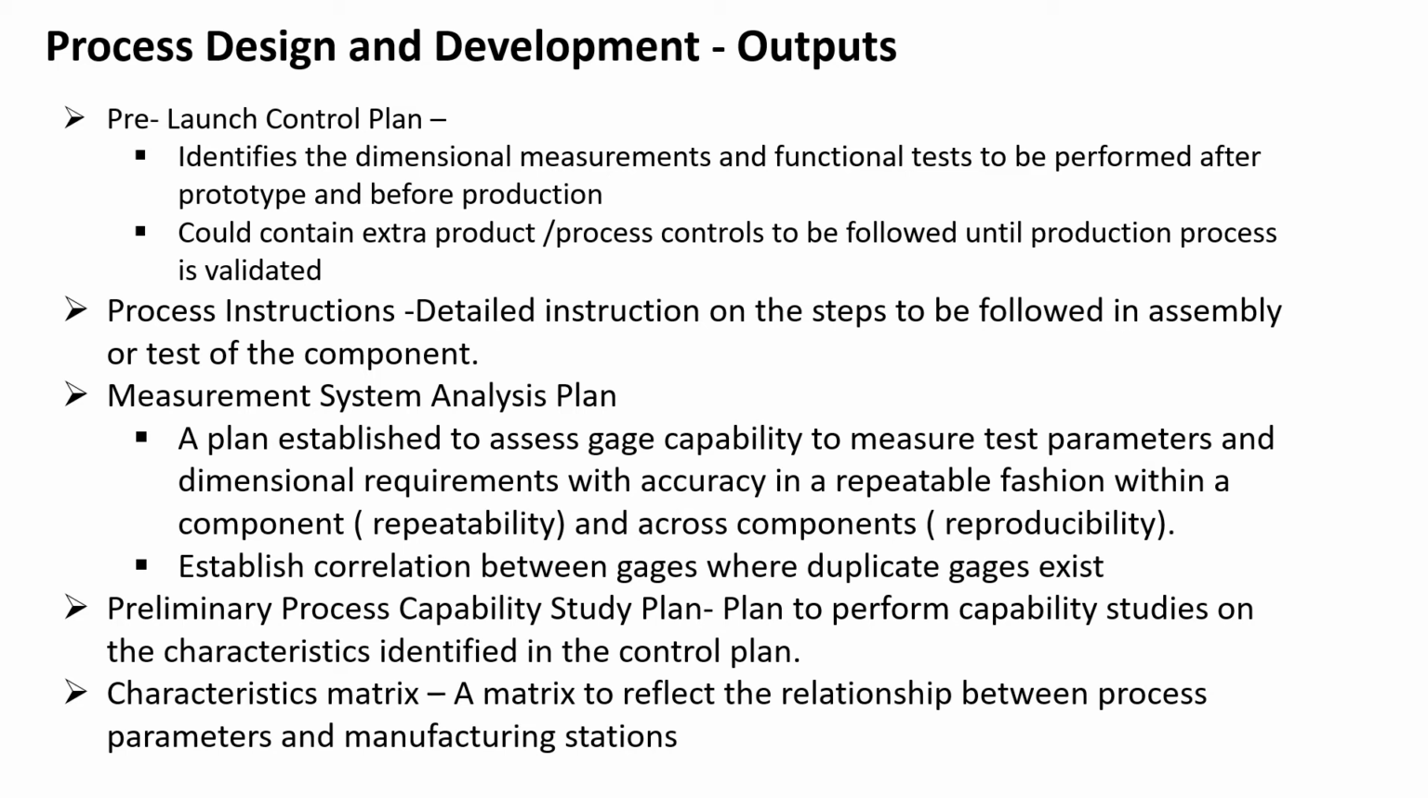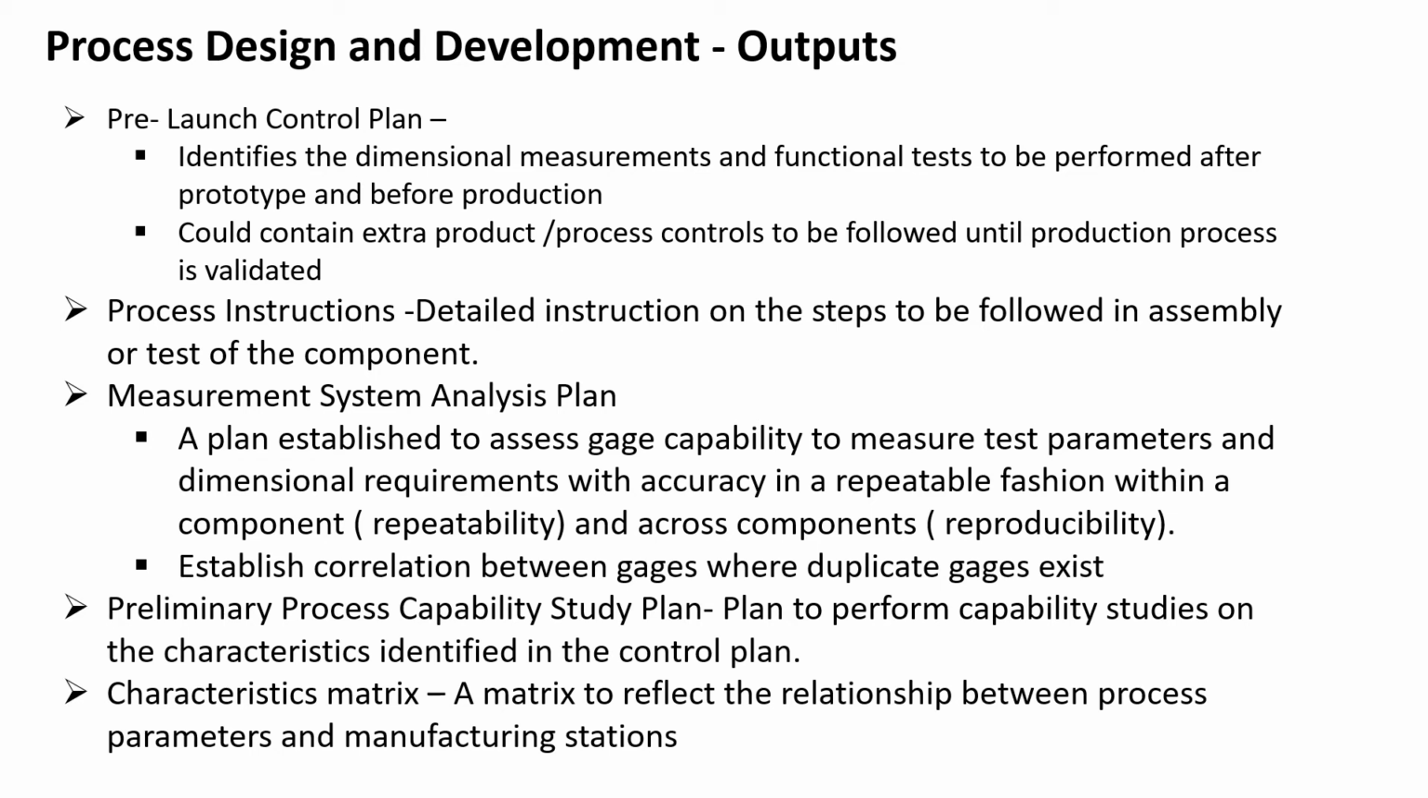So the measurement system analysis plan, the MSA plan, is nothing but a plan established to assess gauge compatibility, to measure test parameters and dimensional requirements with accuracy in a repeatable fashion within a component. That is repeatability, and across components, that is reproducibility, with the same accuracy and repeatable fashion. So you need to see that, and establish correlation between gauges where duplicate gauges exist.